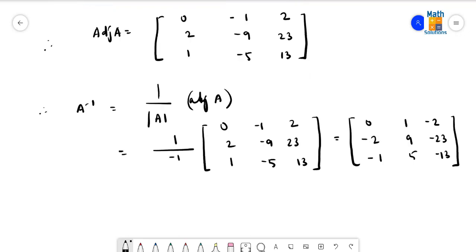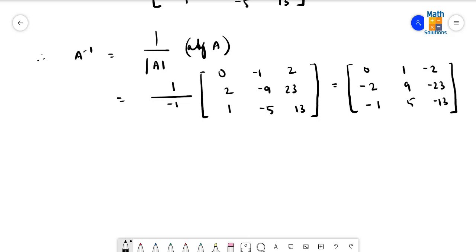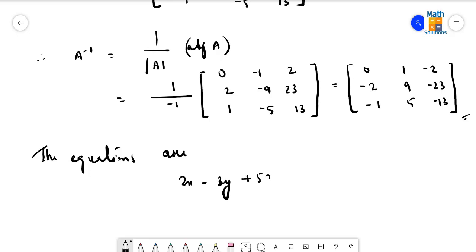So after this we shall be using it in the solution of system of equations. The equations are given: 2x minus 3y plus 5z is equal to 11. Then 3x plus 2y minus 4z is equal to minus 5. Then x plus y minus 2z is equal to minus 3.